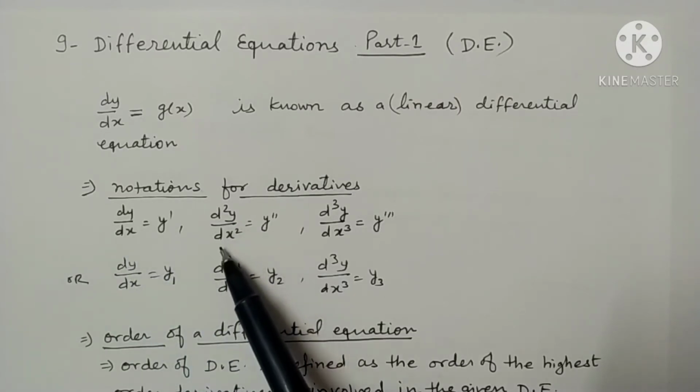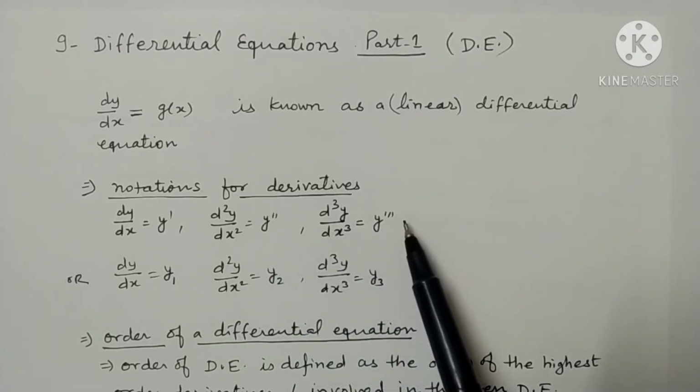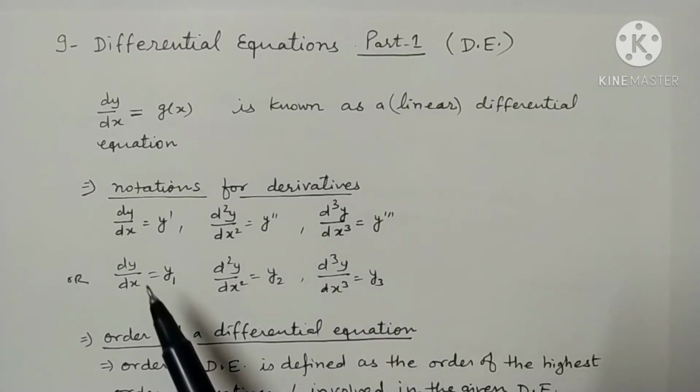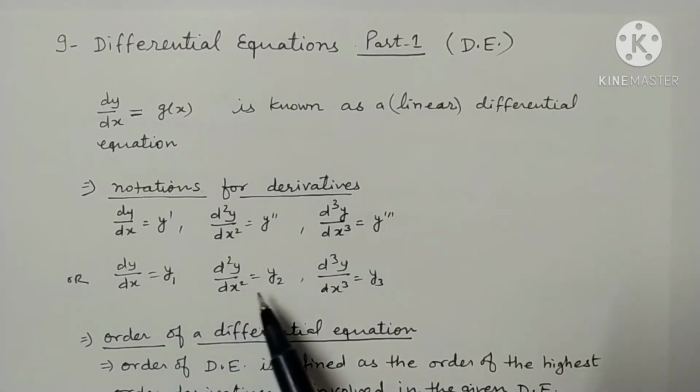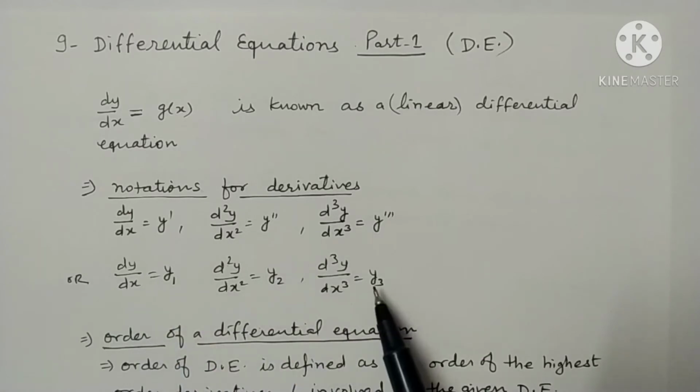d square y by dx square equal to y double dash, d cube y by dx cube equal to y triple dash. Or we can use this type also: dy by dx we can write y1, d square y by dx square we can write y2, d cube y upon dx cube we can write y3. So any format we can use there.